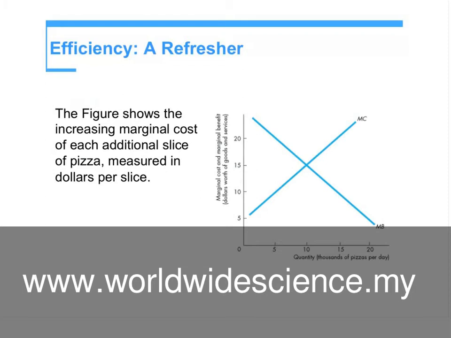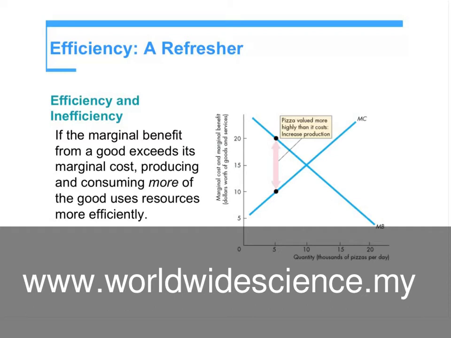So if the marginal benefit from a good exceeds its marginal cost, producing and consuming more of that good uses resources more efficiently. So we said we want to use resources efficiently, right? So when your marginal benefit is higher than marginal cost, it is called an efficient use of resources.